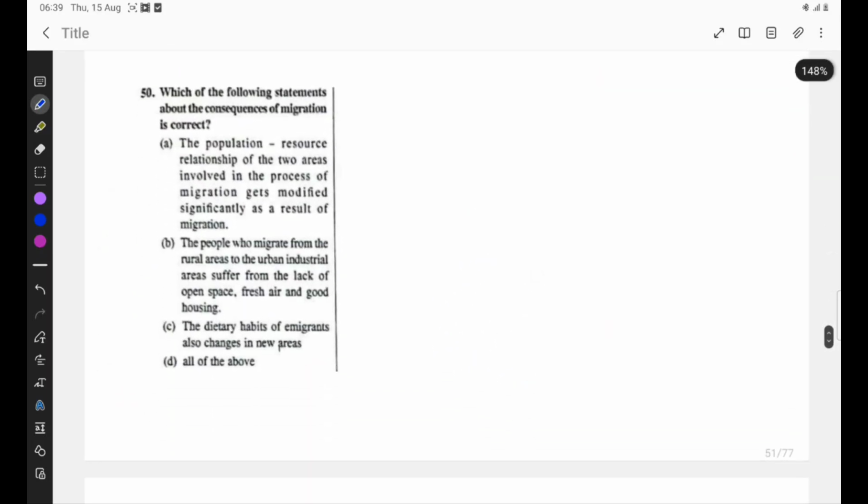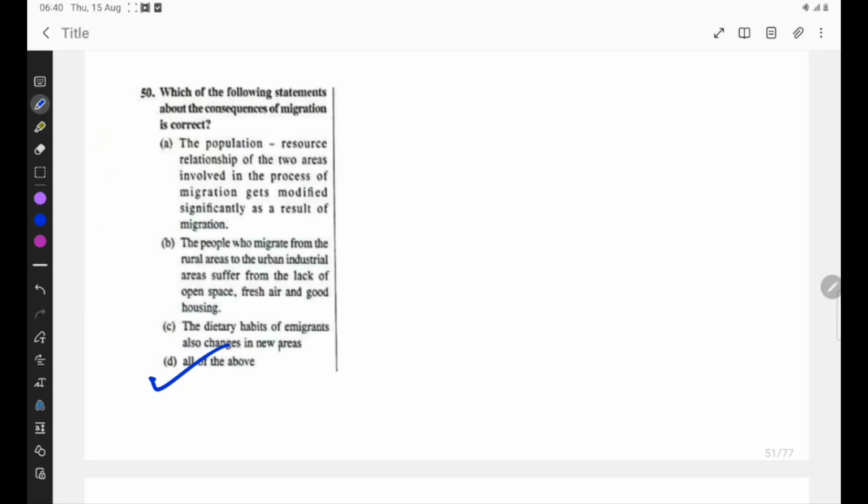Which of the following statements about the consequences of migration is correct? The population resource relationship of the two areas involved in the process of migration gets modified significantly as a result of migration. Yes, this statement is correct. The people who migrate from the rural areas to the urban industrial areas suffer from the lack of open spaces, fresh air and good housing. Yes, this is also correct. The dietary habits of immigrants also change in new areas. Correct. So all the above statements are correct. So our answer is option D.